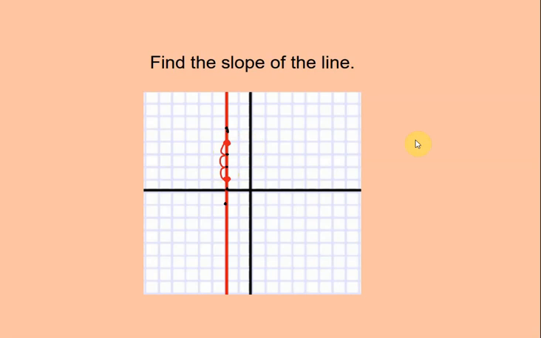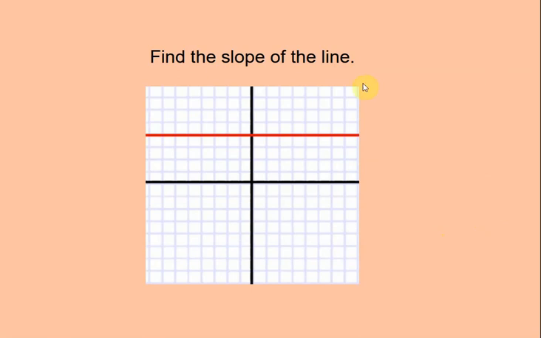Okay, so if I travel from this dot to this dot, I'm going to rise 1, 2, 3. So I rise a +3. And then, again, to get from this dot to this dot, I don't run to the left or to the right. I only rise. So that means my run is 0. Well, anytime we have a fraction with a 0 in the denominator, we say that this fraction is undefined. Therefore, our slope is also undefined. The slope of any vertical line is going to be undefined.